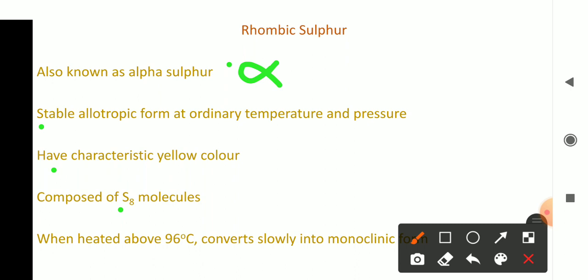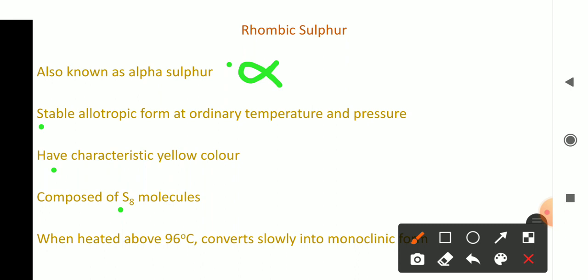When rhombic sulfur is heated above 96 degrees Celsius, it can be converted into monoclinic sulfur, but it is not a single-headed reaction. When the temperature is lowered, the monoclinic sulfur will automatically be converted back to its original form, which is rhombic sulfur. With this, the information about rhombic sulfur is over.